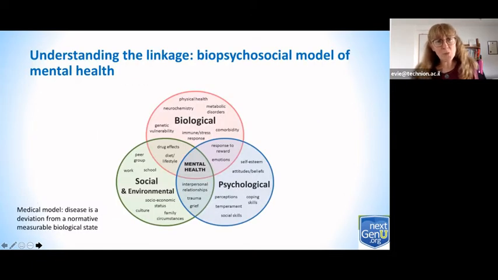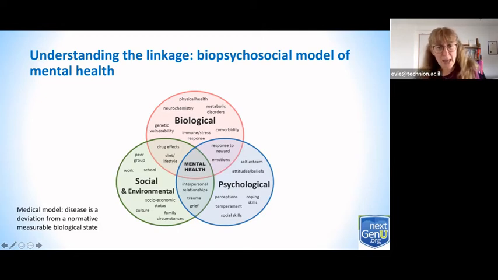And I think it's important that we think about the biopsychosocial model of all disease, but specifically about mental health. Now, the old model, really a very old model now, was the medical model. This was thinking about disease as a deviation from some sort of normal or measurable biological state, and the role of the doctor was to somehow treat and get you back to baseline. Well, now we know things are a lot more complex than that, don't we? We've got to think about these three areas and how they interact together.